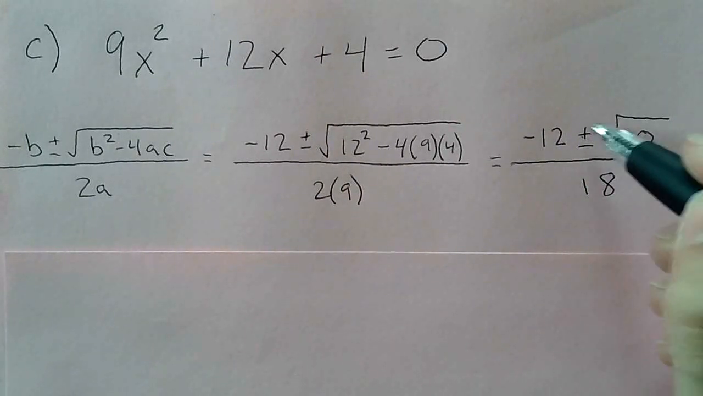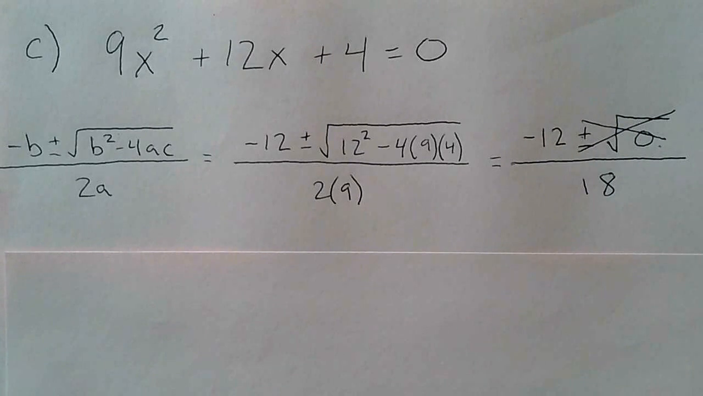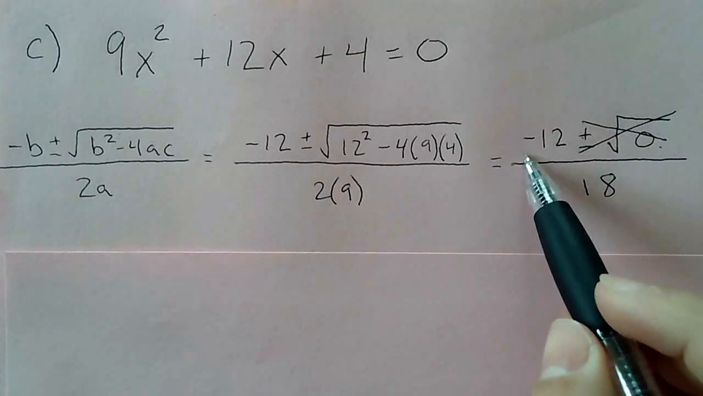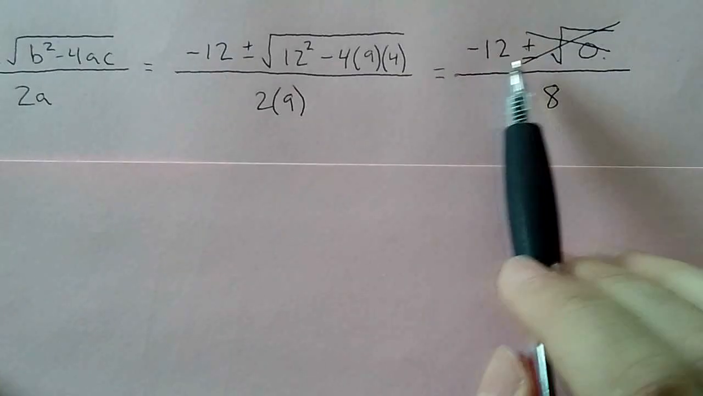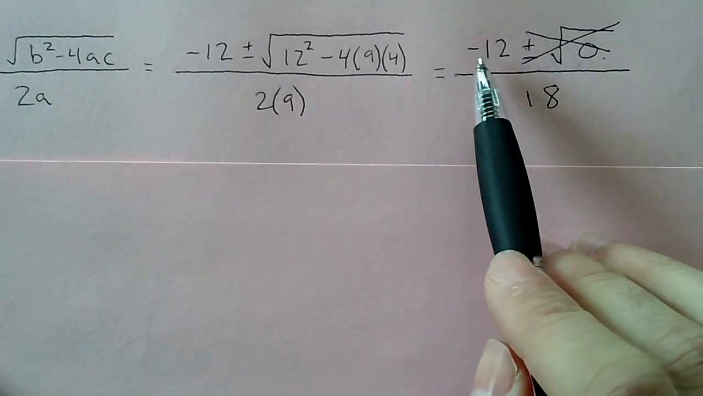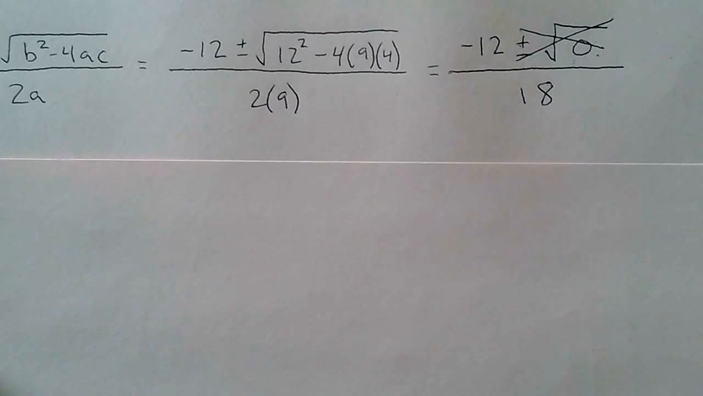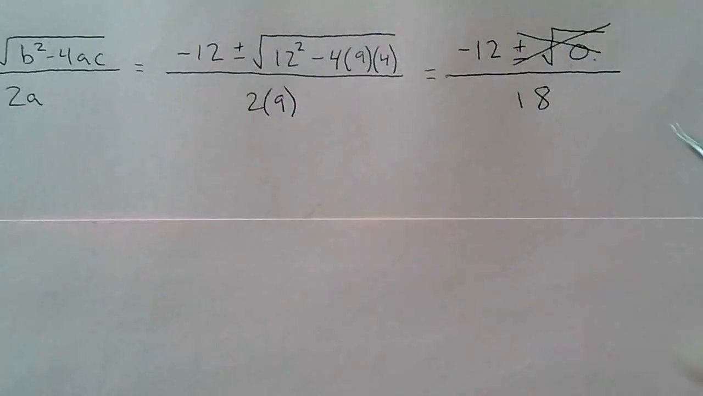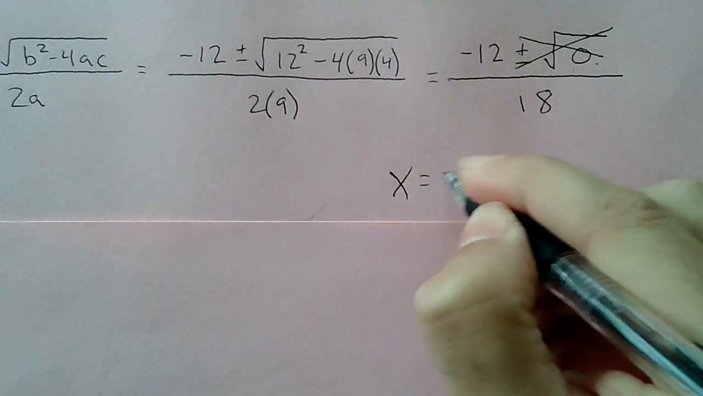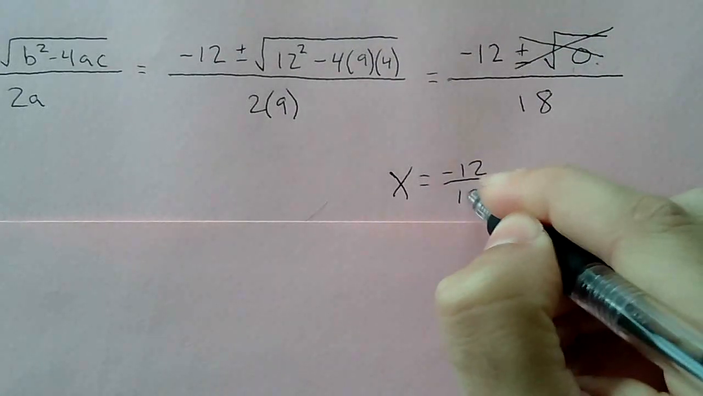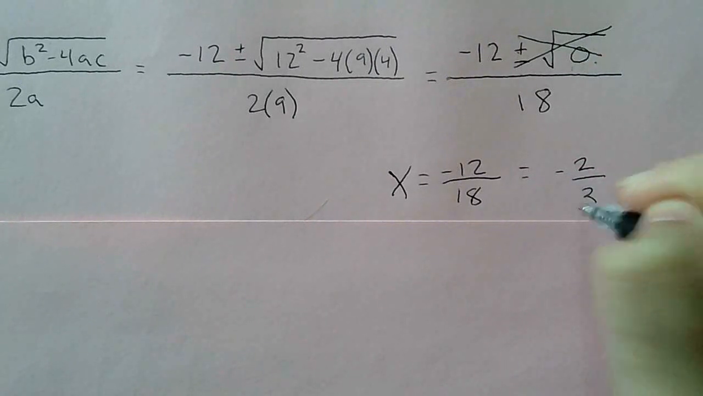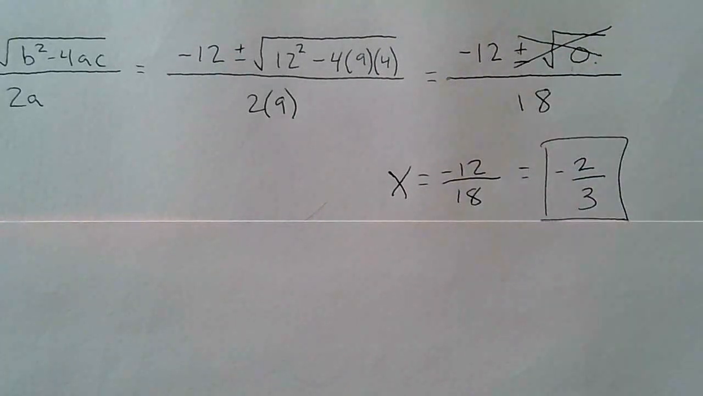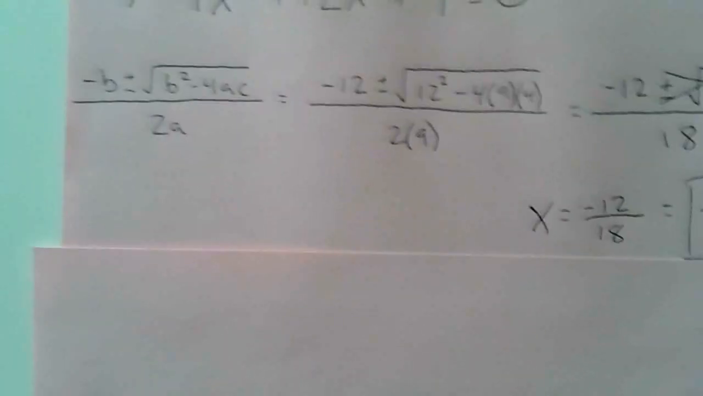So we don't use that. We're just using the -12 divided by 18. Because if I do -12 plus 0, I get -12. And if I do -12 minus 0, I get -12. So there's only one answer, and that answer is x equals -12 divided by 18, which equals -2/3. So there is my one solution.